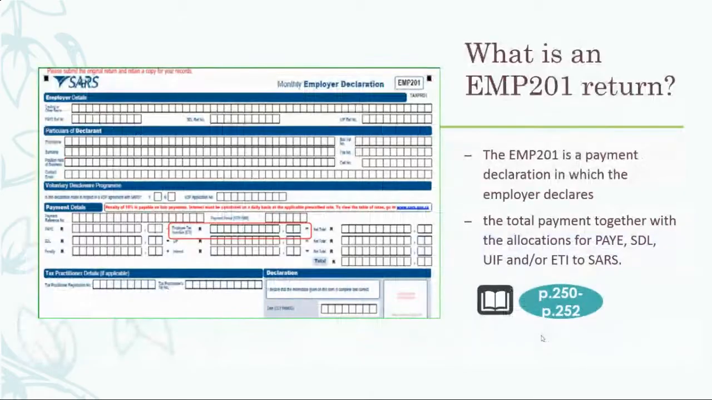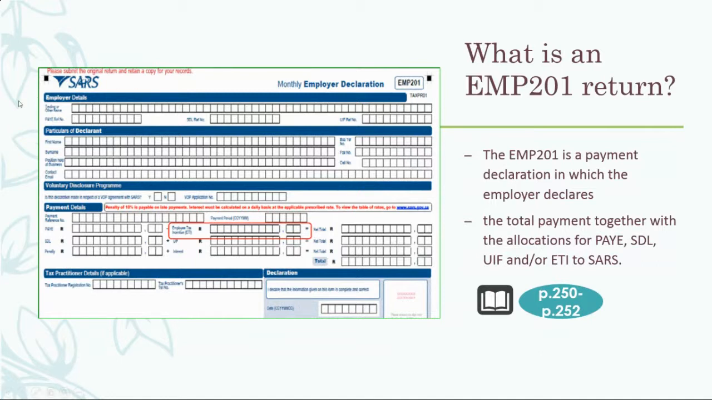Okay, so what we're going to look at now, before we do a practical example, is what does your EMP 201 return look like? Now, this is the return that we submit to SARS. We do it electronically. You capture the information based on what comes out of your payroll system or your general ledger accounts to do the entries.